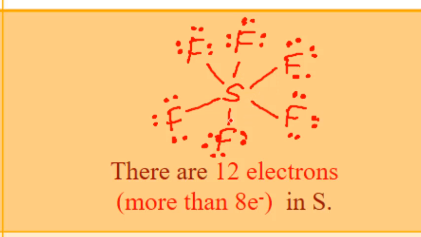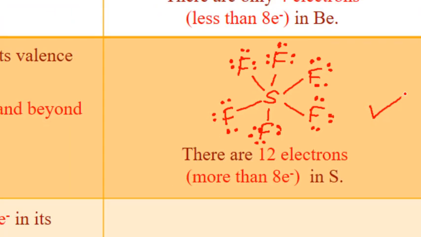As we look at the Lewis structure, it has 6 covalent bonds with 12 electrons around S, which exceeds the 8 electrons of the octet rule. After all, this is the most stable Lewis structure of SF6, with an expanded octet.